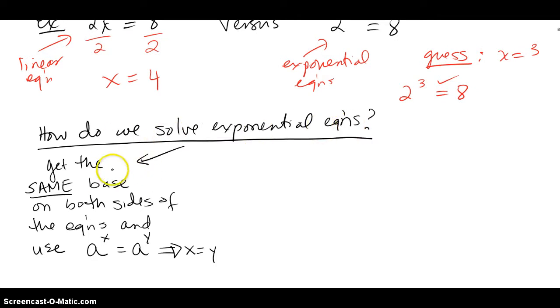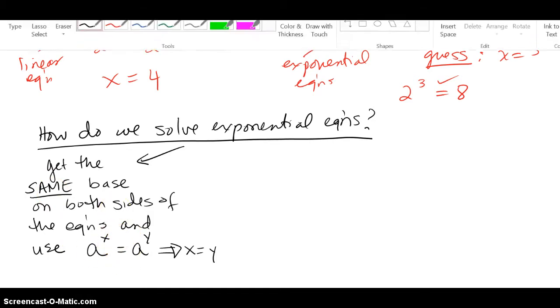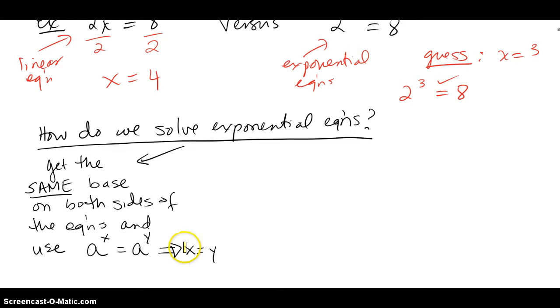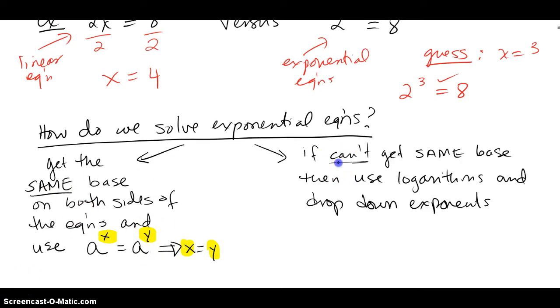Our first goal will always be to get the same base on both sides of the equation and then use this property that says if a to the x is equal to a to the y, x must be equal to y. In other words, whatever the exponents are must be equal if the bases are to be equal. So if we can get the same base on both sides, that's always the way to go. If we can't get the same base on both sides, then we use logarithms and drop down the exponents. So we want to see an example of both cases. We'll start with the first case, which is easier.